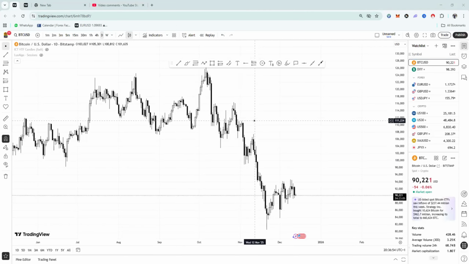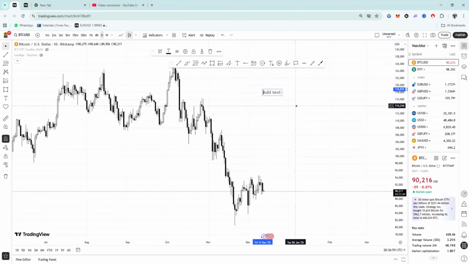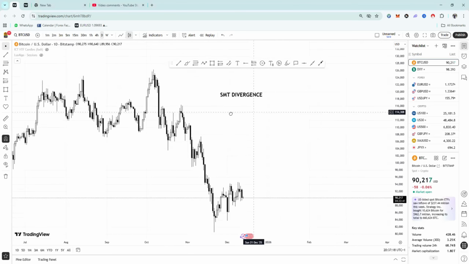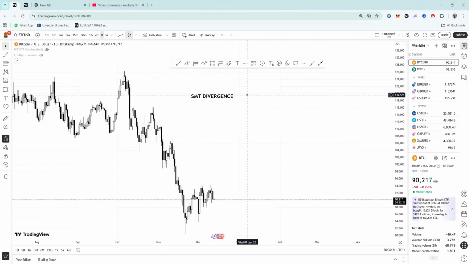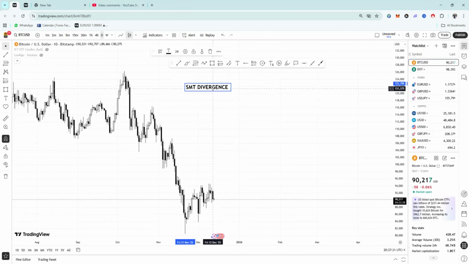All right, so today we're still going to continue with the topic of SMT divergence. SMT, let me just put the capital, SMT divergence. We already had some explanations about this, but I'm still going to refresh your minds with it. SMT divergence is one of the tools I use mainly for confirmation, or to guess the strength of a particular asset, because for me I use it based on strength.